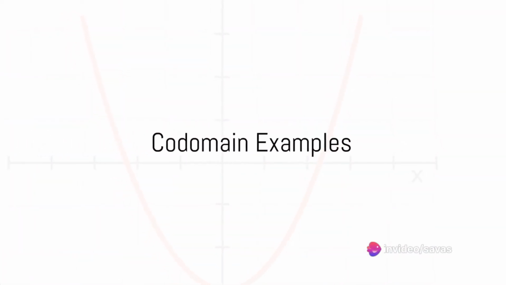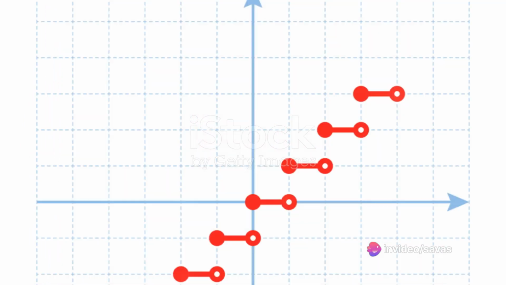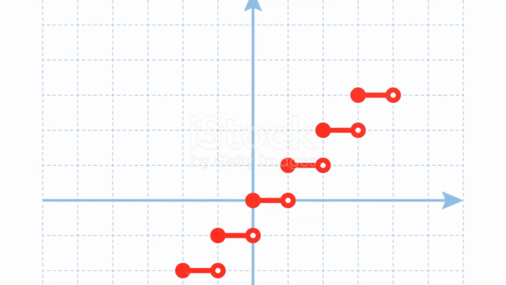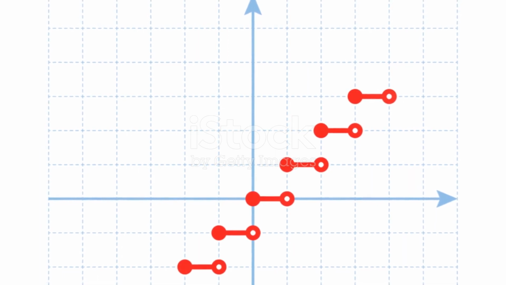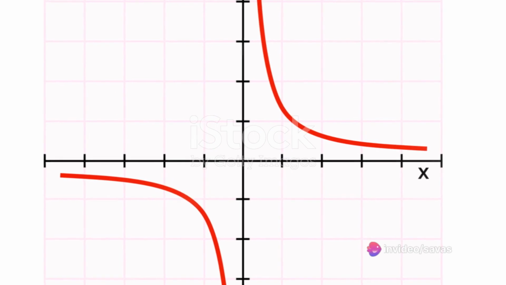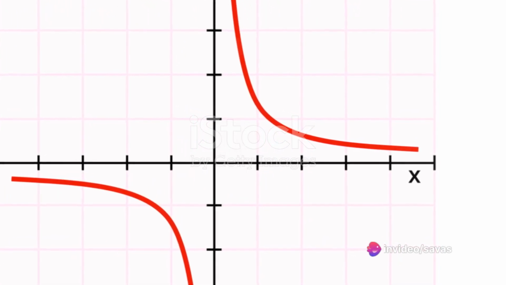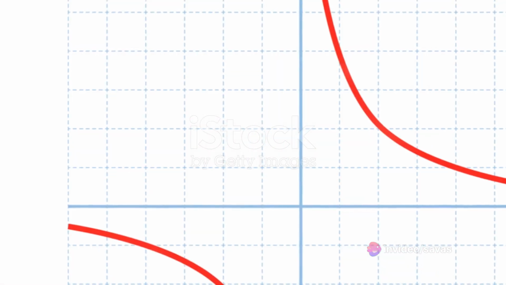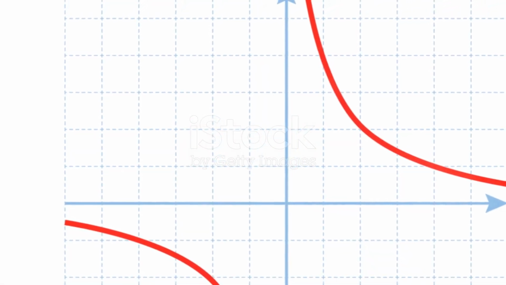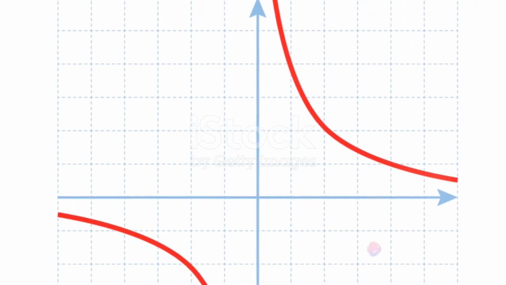If we consider a linear function, its codomain is all real numbers. Similarly, the codomain of a quadratic function is all real numbers. A rational function, you guessed it, all real numbers. However, a radical function has a codomain of all real numbers greater than or equal to 0. An exponential function has a codomain of all positive real numbers. A logarithmic function, its codomain is all real numbers greater than 0.